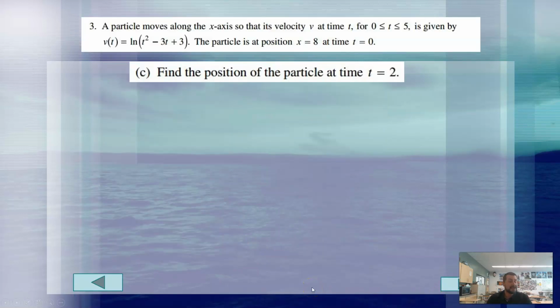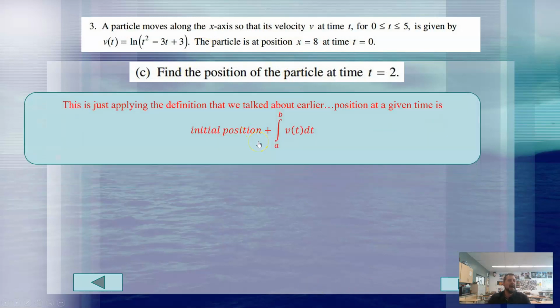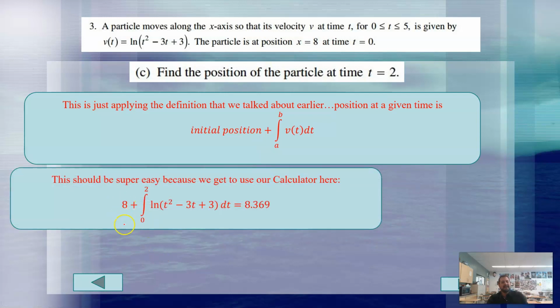Letter C wants us to find the position of the particle. Now remember, position is defined, we talked about this earlier, as initial position plus the integral from a to b of the velocity function. In this case, that is 8, that's our initial position like we identified earlier, plus the integral from 0 to 2, because at time equals 0, that's when the particle was at 8, and I want to know where it is at time equals 2. So I just do the integral from 0 to 2 of that function, and it gives me 8.369. If you wrote this right here, that amount of work is sufficient for a problem like this one.